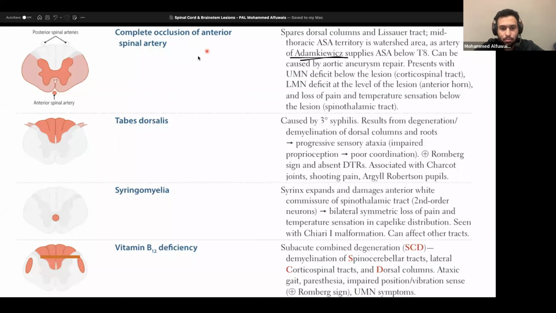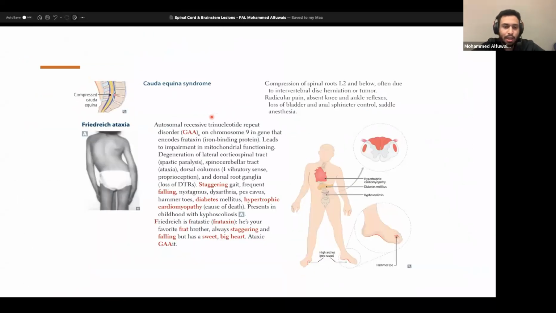Okay, no problem. The last two things in the spinal cord, and then we will be done with the spinal cord and have a short break, are cauda equina syndrome and Friedreich's ataxia. Now, for cauda equina syndrome, at the level of L1 you'll have the conus medullaris, which is the end point of the spinal cord. Below it, you'll have all the spinal nerves coming from the spinal cord, in a horsetail type of look. It's the cauda equina.